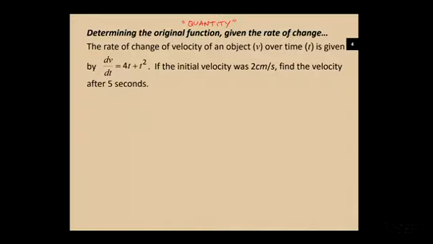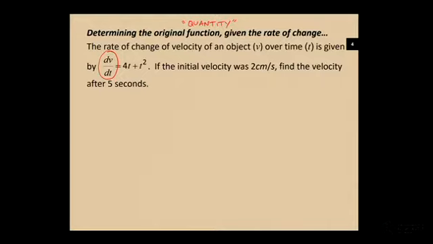Anyone want to think of the word that starts with I that gets you backwards? What's the I word? Integrate. So this is how we have to get through these questions. It says, if I tell you that the rate of change of velocity of an object, denoted by V over time, is given by, this is definitely a rate. They have handed me a rate. I can see it, dV/dt, and they've told me it is 4t plus t squared.